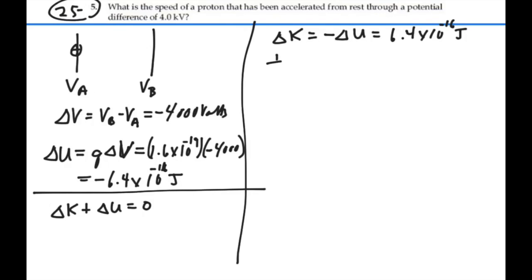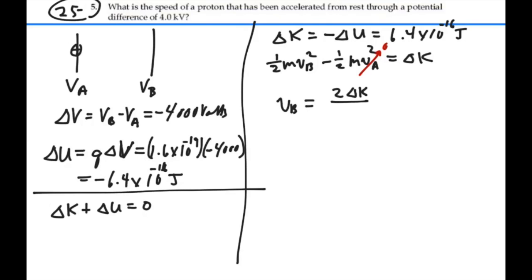We know that 1/2 mass times our final velocity squared minus 1/2 mass times our initial velocity squared at A is equal to our change in kinetic energy. But our initial velocity at A is 0 because we started from rest. So we have 1/2 mass times our velocity at B squared equals the change in kinetic energy, or multiplying both sides by 2 and dividing by the mass, taking the square root, our velocity at B is going to be 2 times the change in kinetic energy divided by the mass, square root.